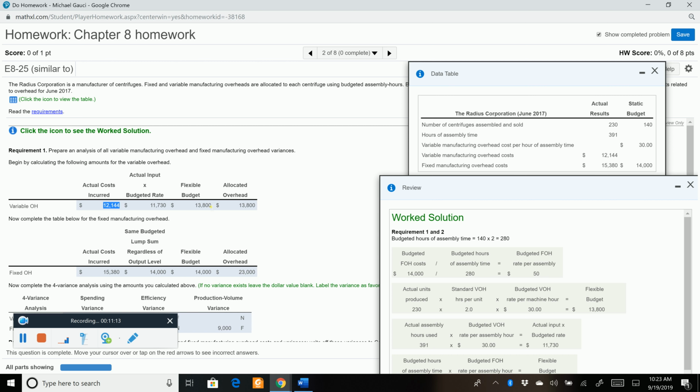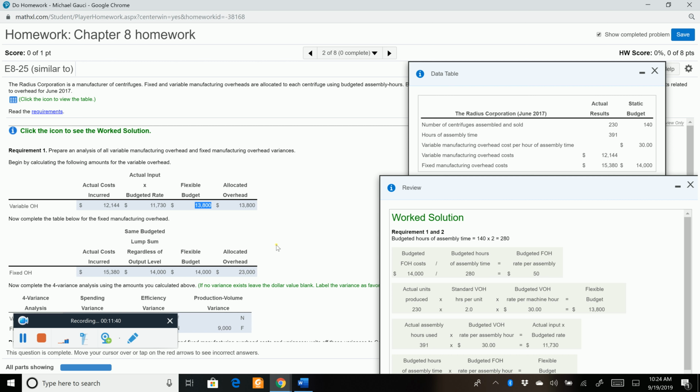$12,144. So the difference between this $12,144 and the $13,800 is the overall variance, the overall flex budget variance. And you can see it is favorable because the actual costs came in over $1,600 lower than what is allowable for this level of activity.